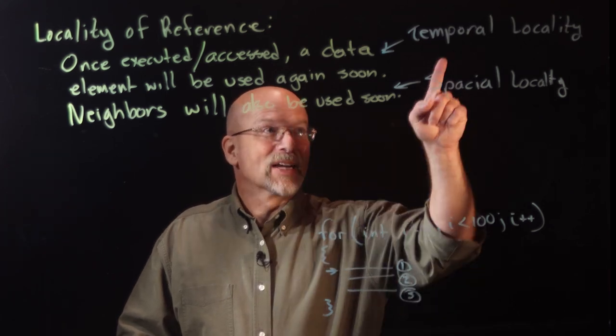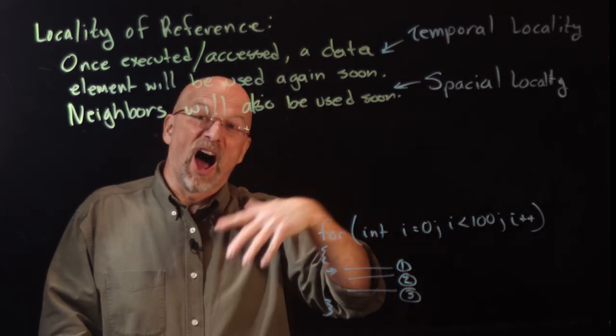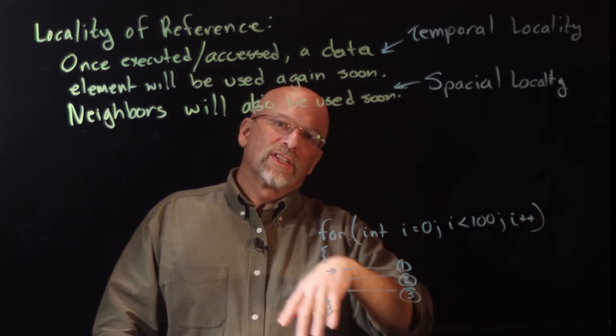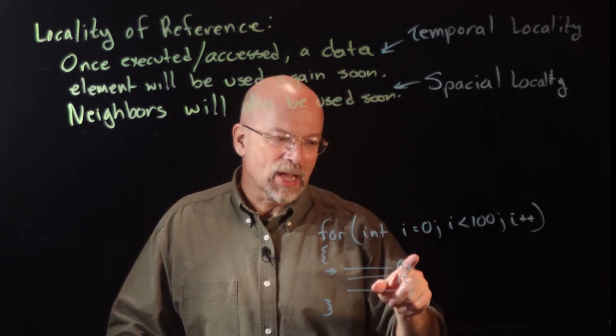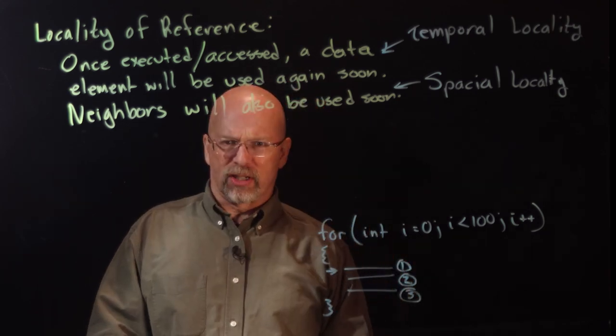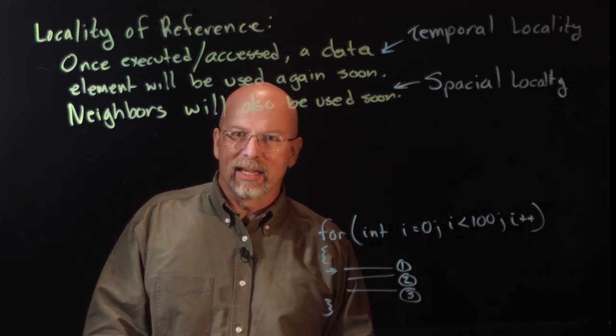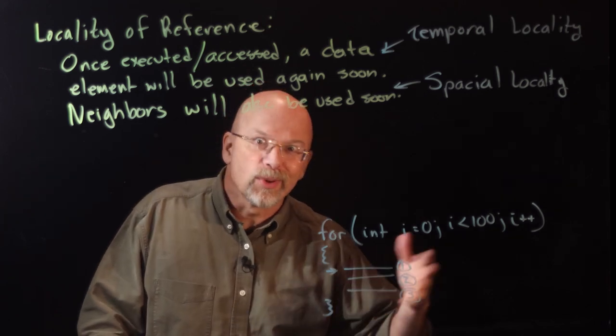But remember, I've got temporal locality too. And in this loop, I'm going to execute this loop 100 times. And so this loop gets executed 100 times. I have one miss out of 300 instructions. One miss out of 300 instructions. So that's a hit rate of 0.33%, right?